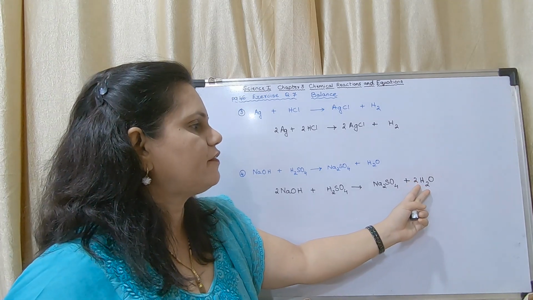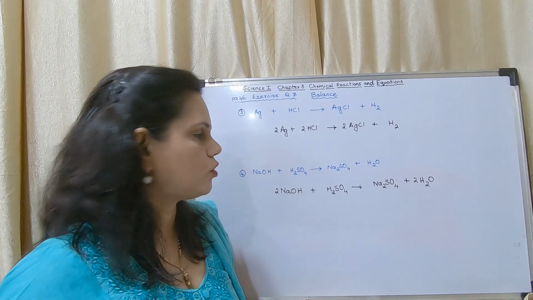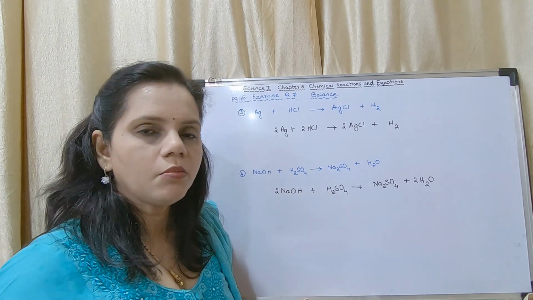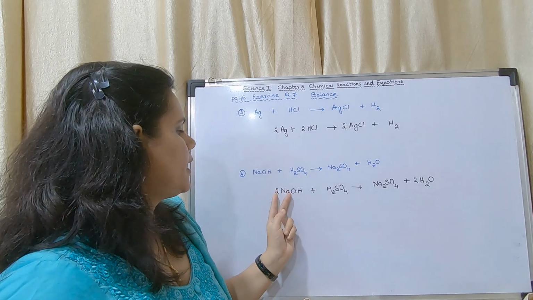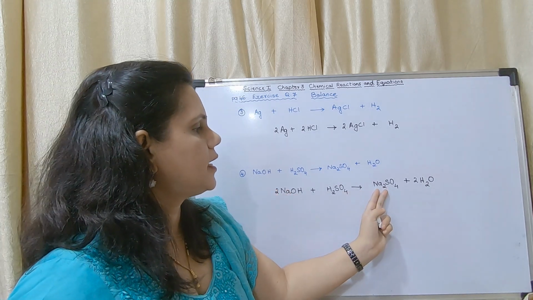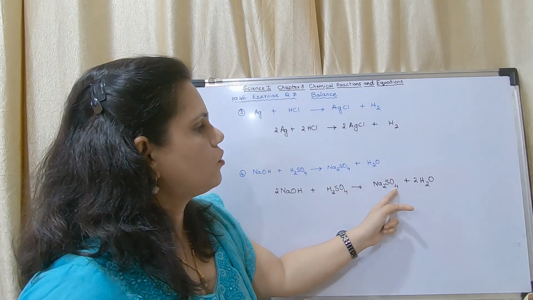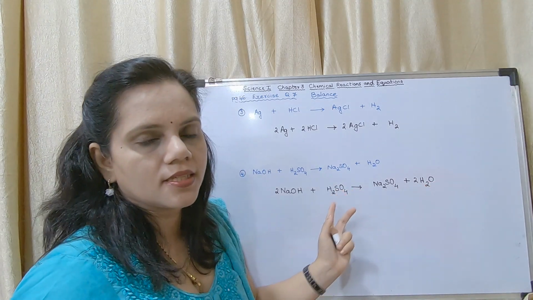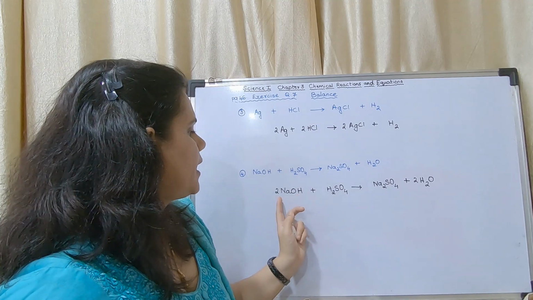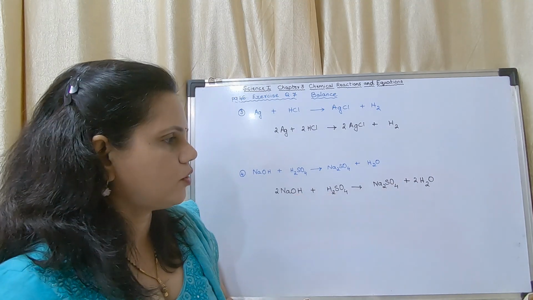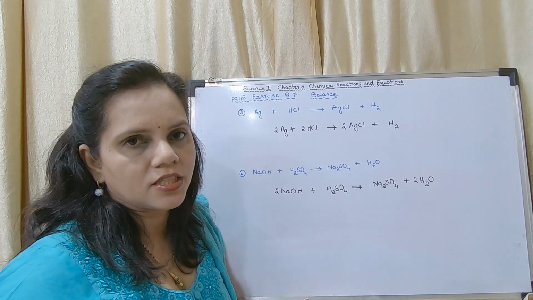So here, if 2H2 is there, it will become 4. If I put a 2 here, this 2 and this 2, it will become 4. Now you may see, 2 Na, Na2, 2 oxygen plus 4 oxygen, 4 plus 2, 6 on this side, 6 on that side. Hydrogen, it is 4, and hydrogen it is 4. Now the equation is balanced, you may see.